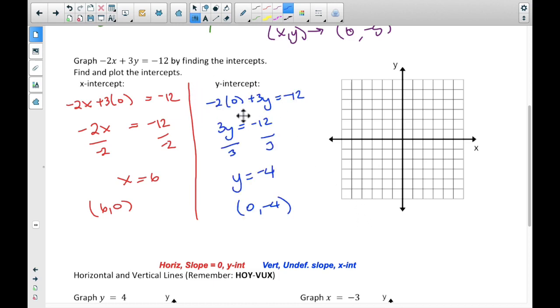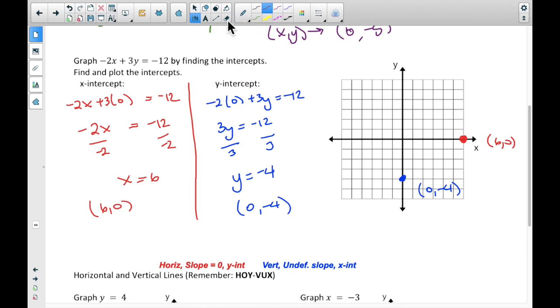Okay, so you plug in a 0 for x, you work it out, 3y equals negative 12, divide by negative 3, so y does equal negative 4. Now we are ready to graph these points. So we're going to go to our graph. 0, negative 4 is here, and 6, 0 is here.